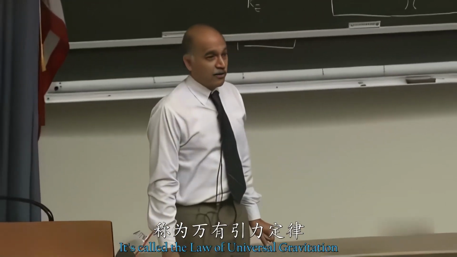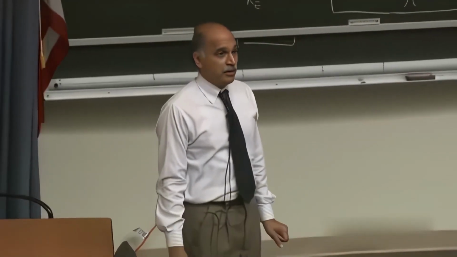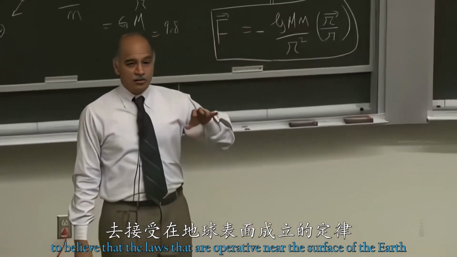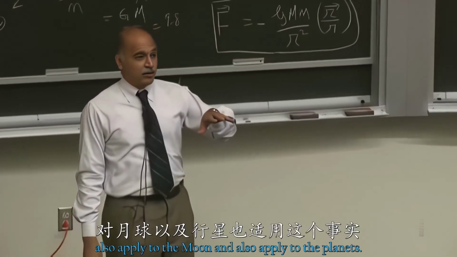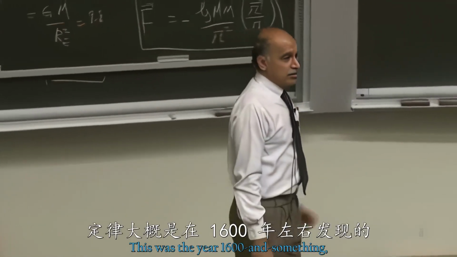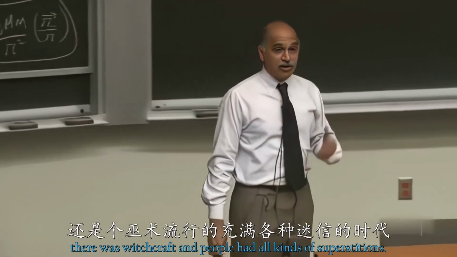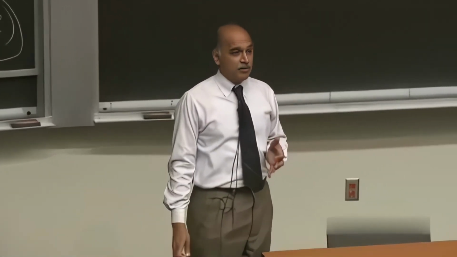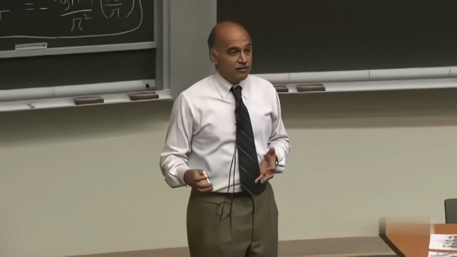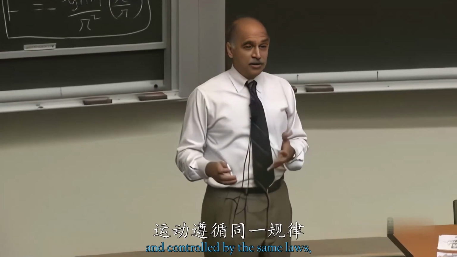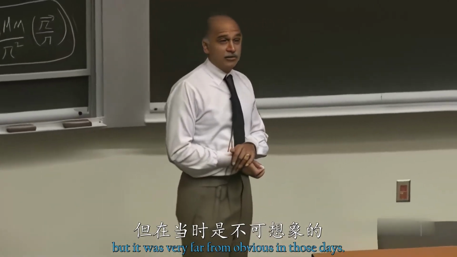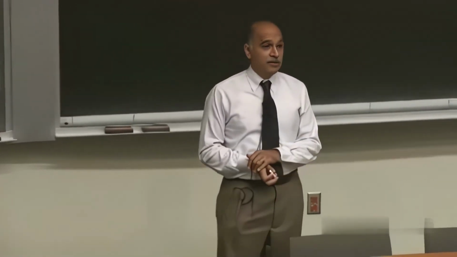It's called the law of universal gravitation because it really is universal. You got to realize that was a tremendous leap of faith to believe that the laws that are operative near the surface of the earth also apply to the moon and also apply to the planets. This was the year 1600 and something. There was witchcraft and people had all kinds of superstitions. People were not even thinking in scientific ways. There are a lot of illusions about what the heavens are made of. To believe they're made up of similar stuff and controlled by the same laws, that's very obvious now, but it was very far from obvious in those days. It's a tremendous leap of faith.